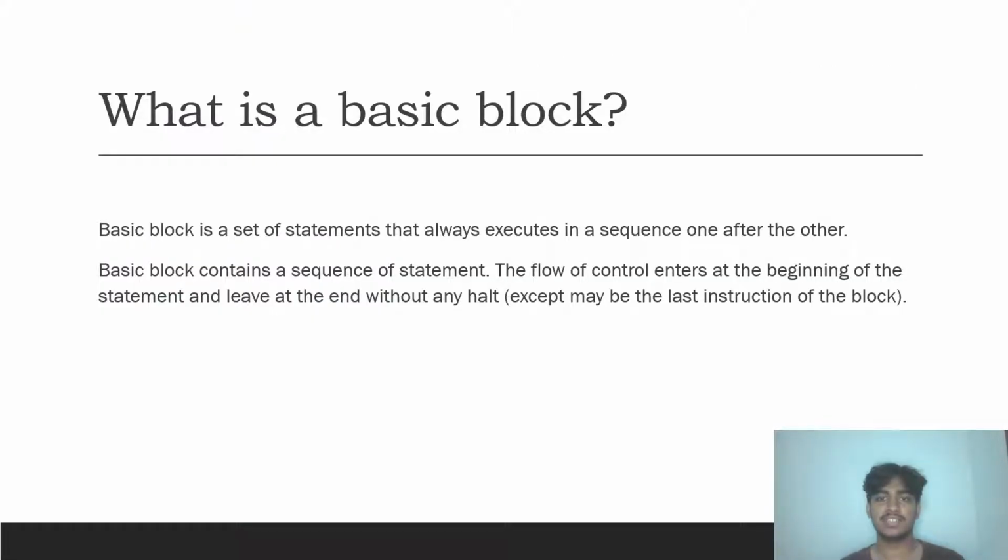So I would like to start the session by discussing what a basic block is. In this context, a basic block is a set of statements that always executes in sequence, one after the other. The flow of control is from the beginning of the block till the end without any stoppage. There should not be any stoppage for the basic block.